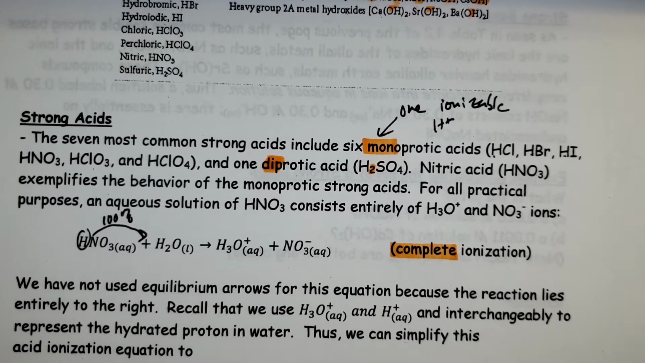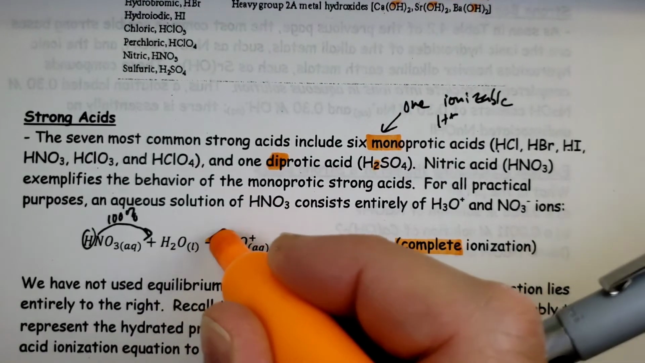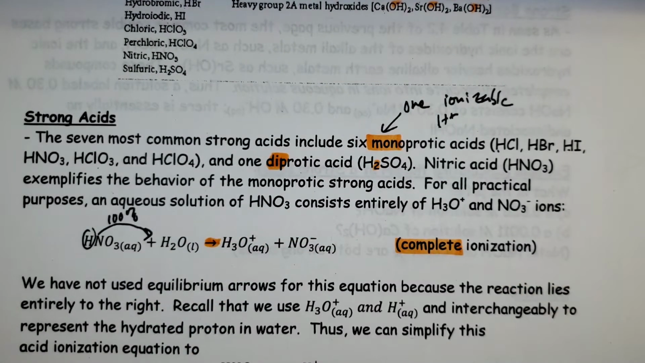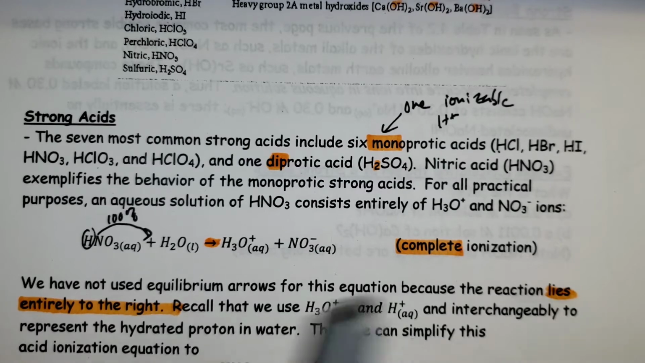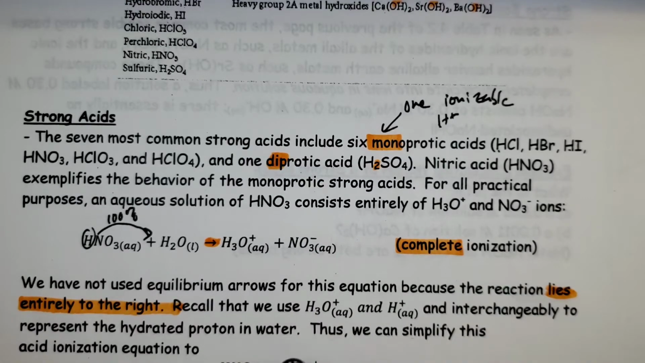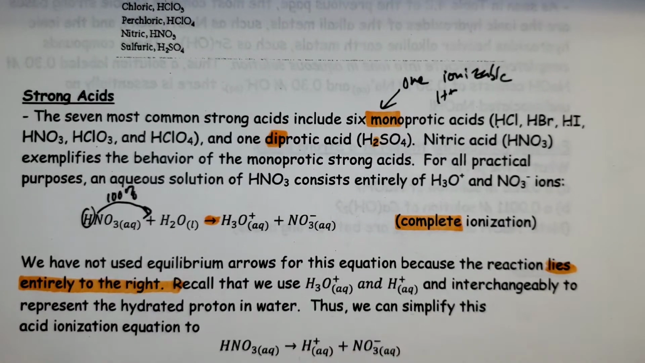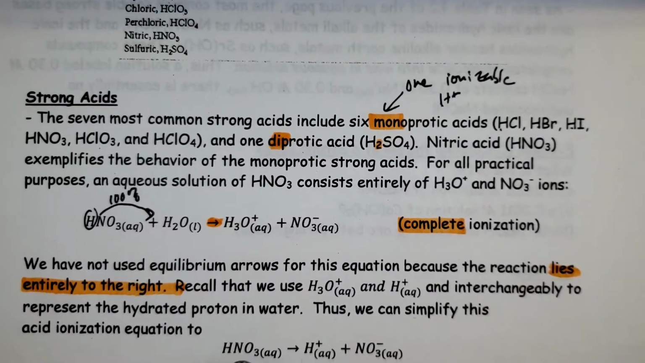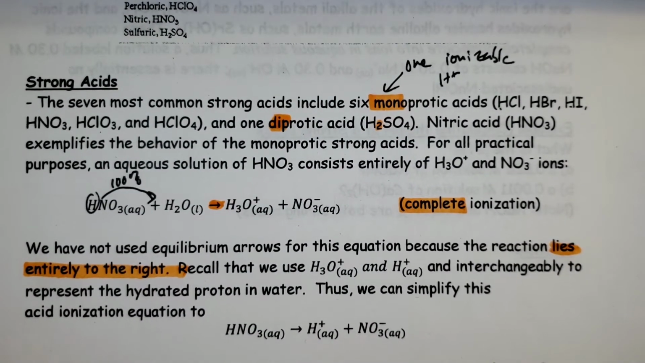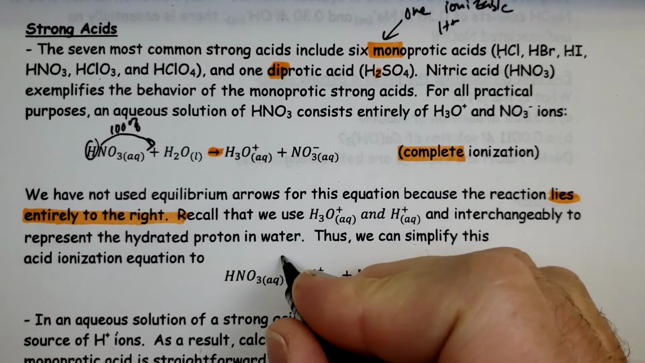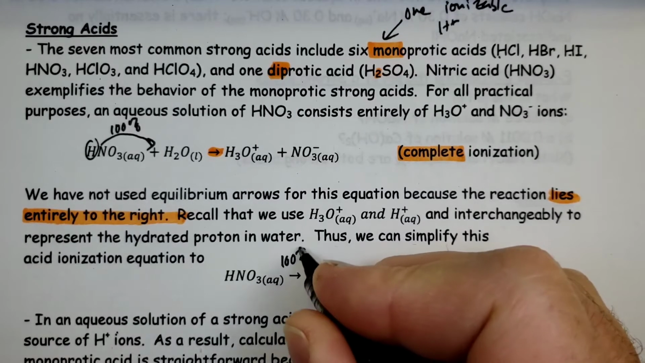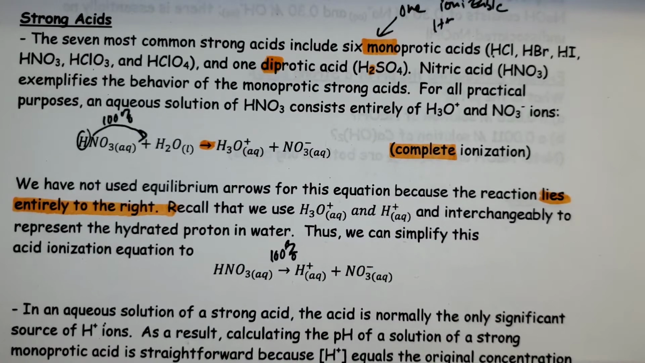And notice we didn't use an equilibrium arrow because it is one-sided. It goes completely to the right. So it lies entirely to the right. That is the definition of strong, completely ionizing. Recall that we use hydronium and H plus interchangeably to represent the hydrated proton in water. Thus we can simplify it to nitric acid dissociates into H plus and NO3 minus. And that happens 100%, so there's no reason to draw a backwards arrow because it all lies to the right.